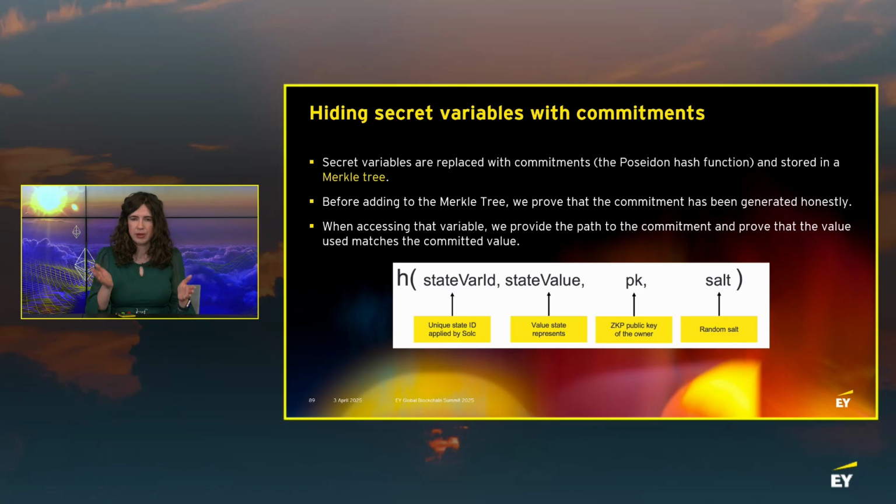You can see that the commitments have the format of the hash of the state variable ID, which is just some ID. Each different state variable will have its own ID. The value, which is the secret value we want to hide in our commitments, and the public key, because in Starlight we have the concept of owners for all of our variables, so we include the public key of the owner. And we also have the random salt. This is a long random string, and it's really important from a security point of view because otherwise, if you didn't have this long random string, you could just try lots of different values until you get a match, and you could use that to break the privacy. But with this salt being so long, that protects against that, essentially.